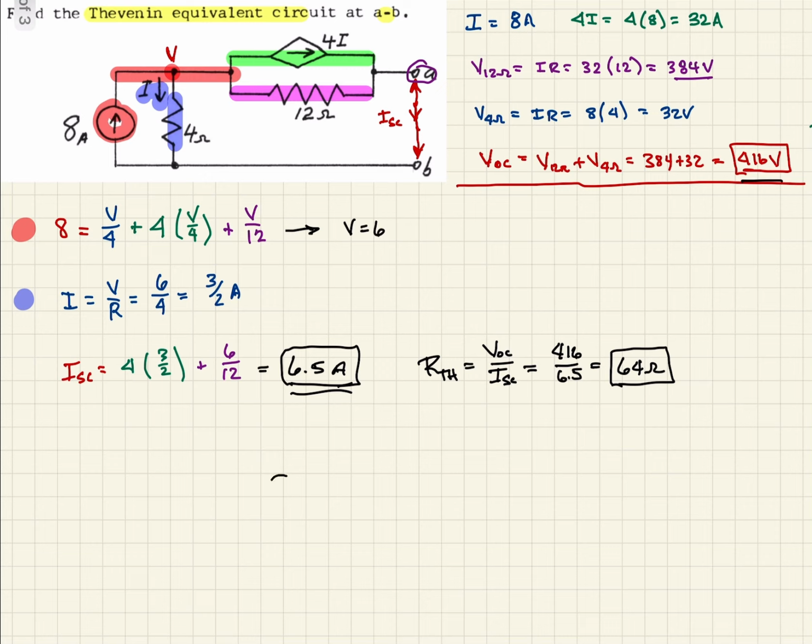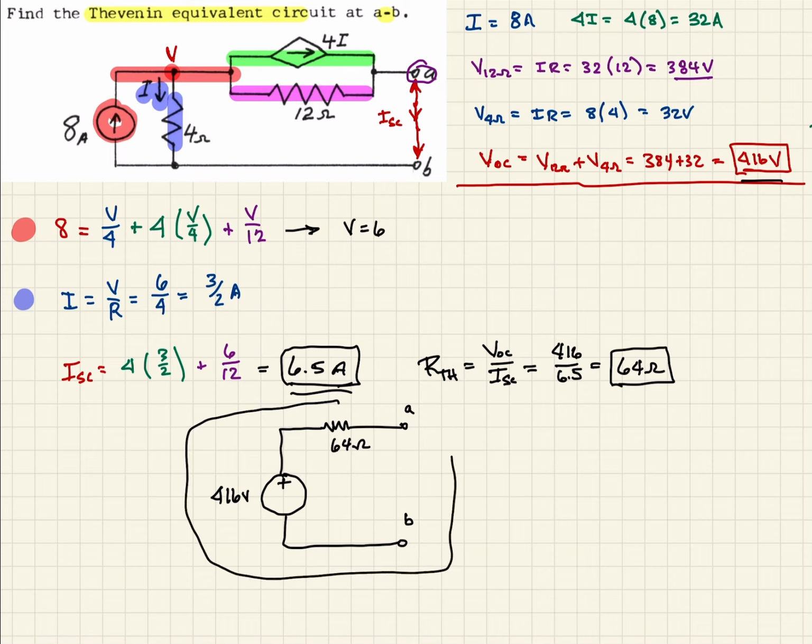So now we should be able to derive our Thevenin equivalent. We will have this voltage source here, which will be 416 volts. That's going to come up to this resistor here. And again, here's our A and our B. And this is 64 ohms. So this is our Thevenin equivalent circuit for this circuit above.